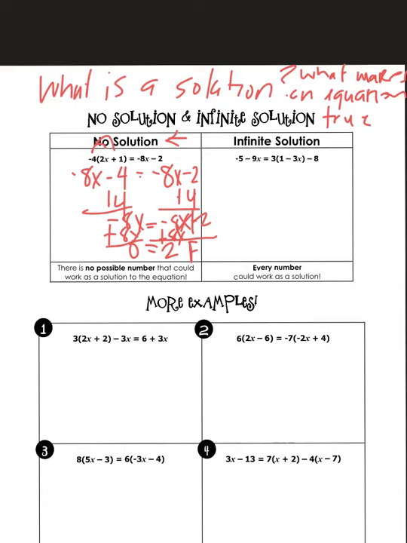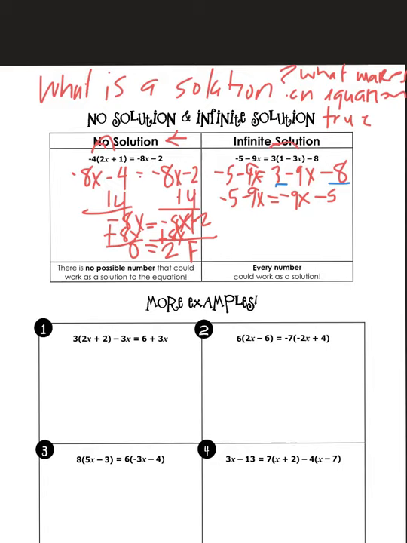So let's contrast that and compare that with infinite solutions. Let's go ahead and solve this one. We've got 3 minus 9x minus 8 equals negative 5 minus 9x. Let's combine like terms: 3 and negative 8 would be negative 5. Negative 9x equals negative 5 minus 9x. Now, I'm going to stop. As I'm solving this, I notice that I have the same thing on both sides.